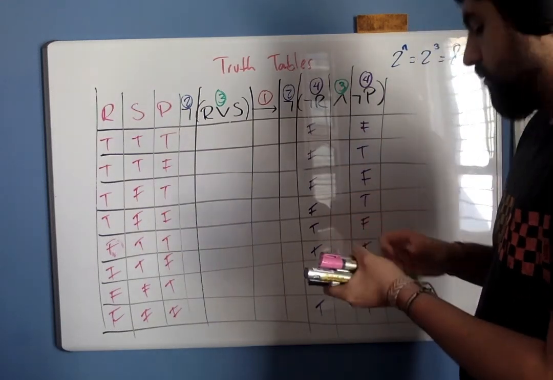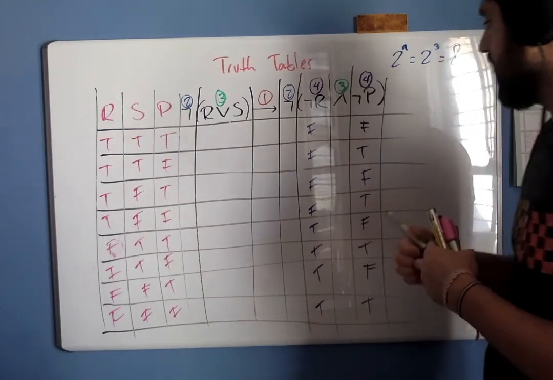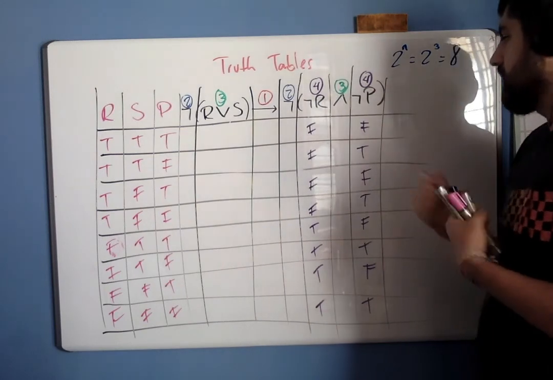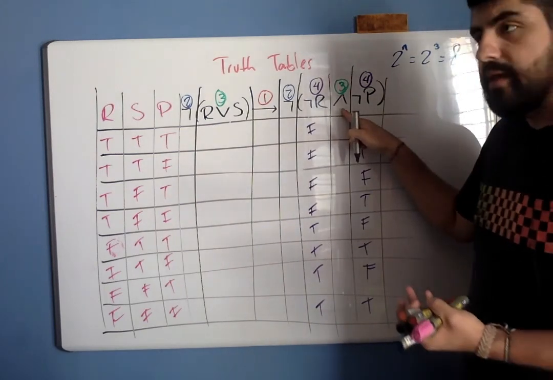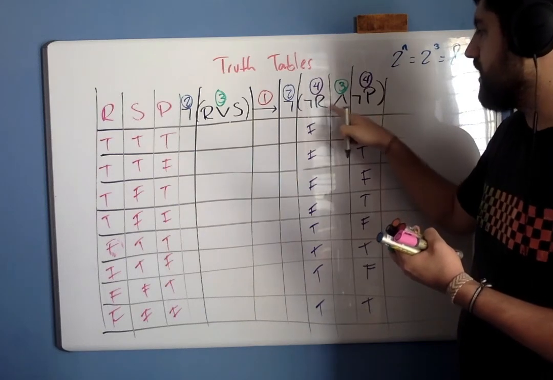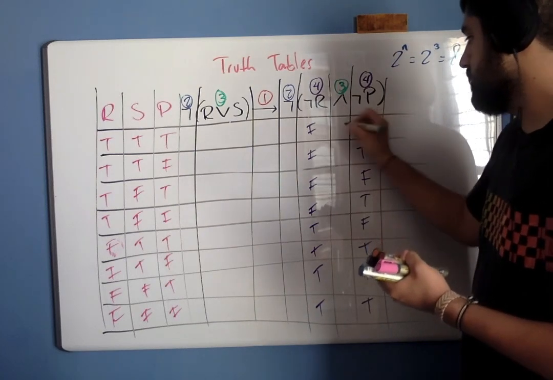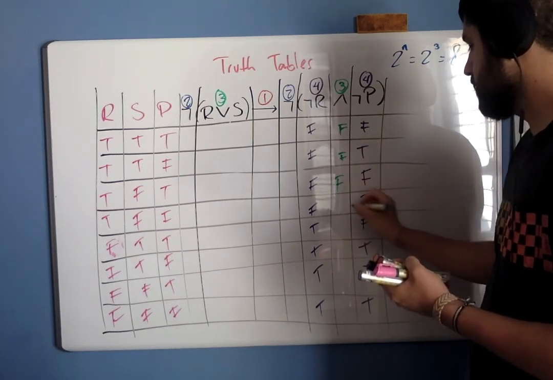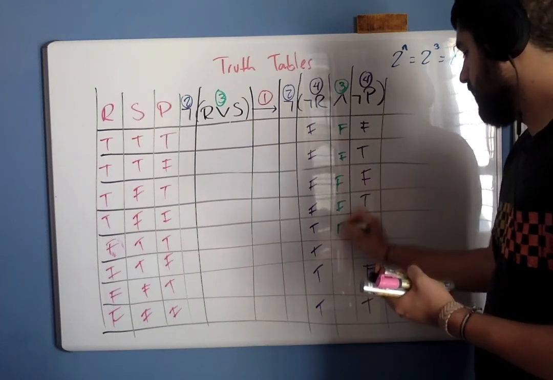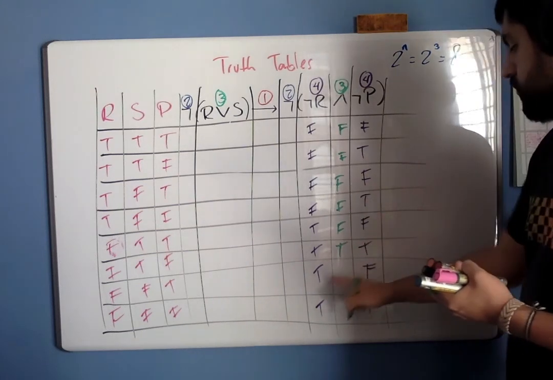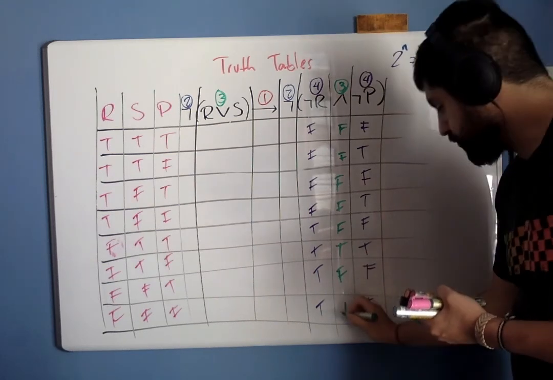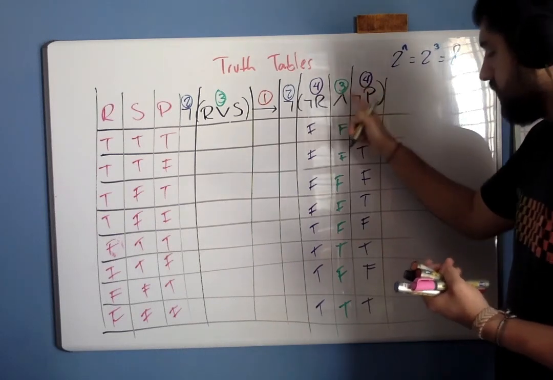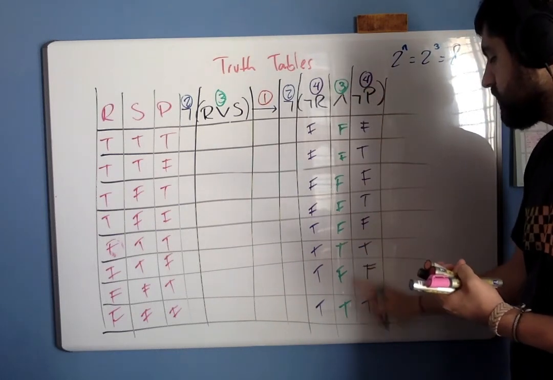Number 3: once I solved number 4, I can now solve the conjunction of number 3, considering the negation of R and the negation of P. Now, the conjunction, remember, is true only when both of its components are true. So, false, false is going to be false. False and true, false. False and false, false. False and true, false. True and false, false. True and true, true. True and false, false. True and true, true. So only in these cases, because both components of the conjunction are true, the conjunction itself is going to be true.